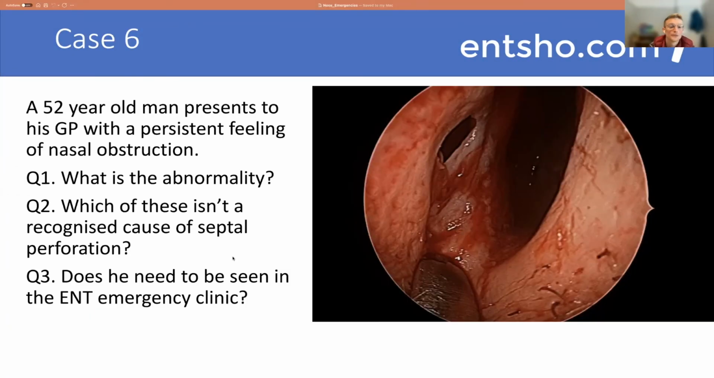This is a 52-year-old man who has presented to his GP with a persistent feeling of nasal obstruction, and you've had a look in his nose, and this is what you can see.